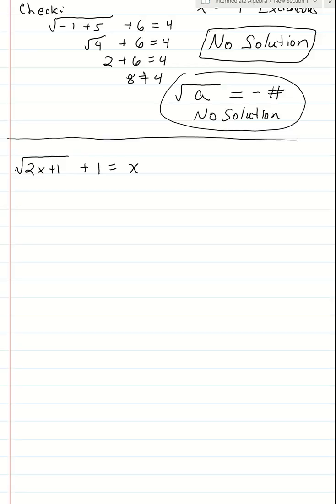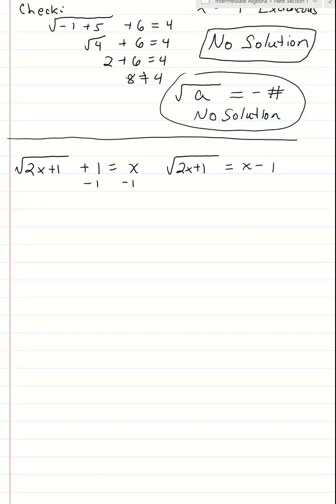We're still going to go through the same process, the same 4 steps. So in step 1, we have to isolate the radical. I'm going to subtract the 1 over, and that would give us now the square root of 2x plus 1 equaling x minus 1. So step 1 is done. Step 2, now we have to eliminate the square root.